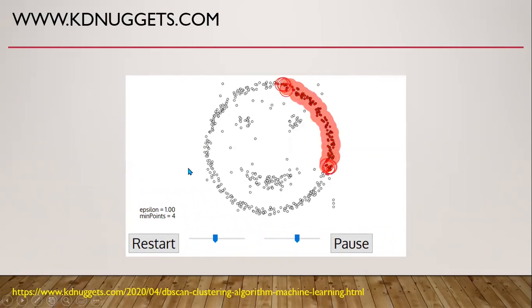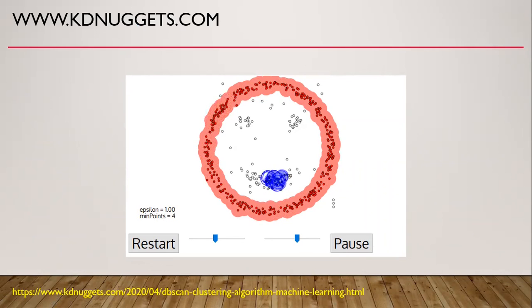This is a very useful animated diagram which is taken from this internet resource. Copyright remains with this resource. I have just copied it here so that you can understand it better. So this is the animated diagram showing how the algorithm works. It classifies each and every point.